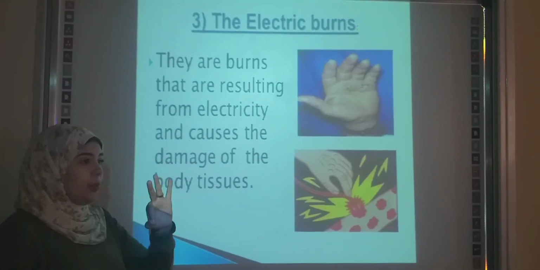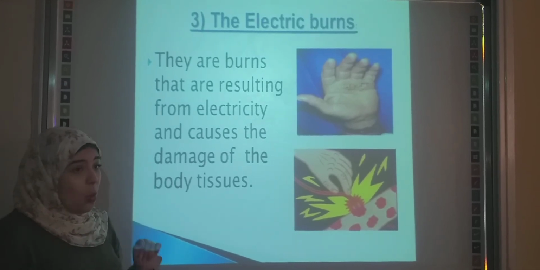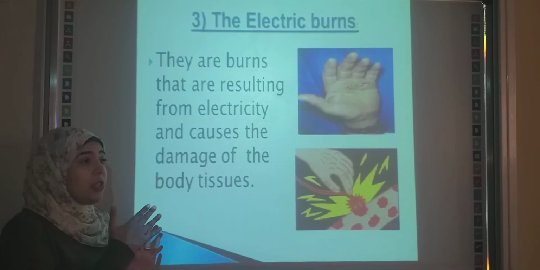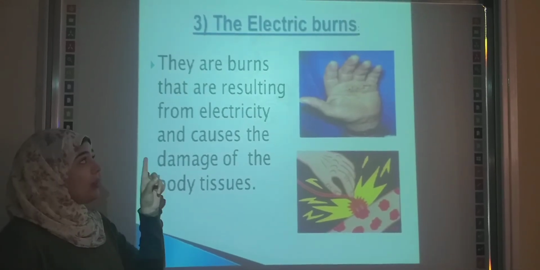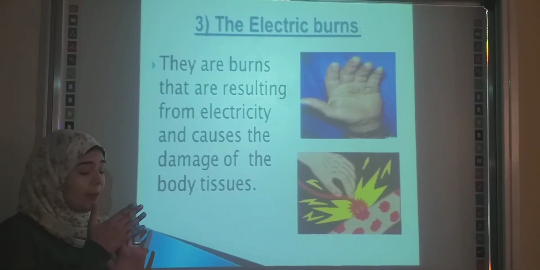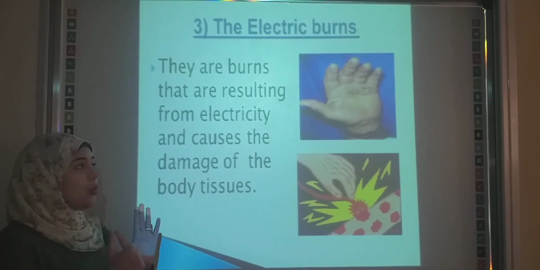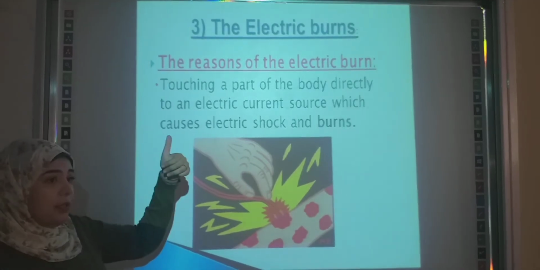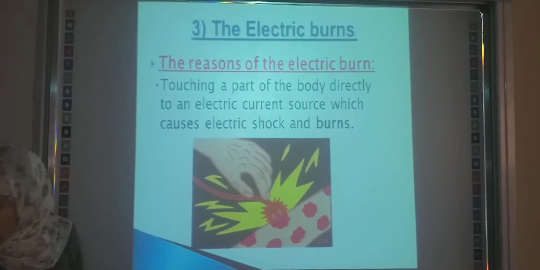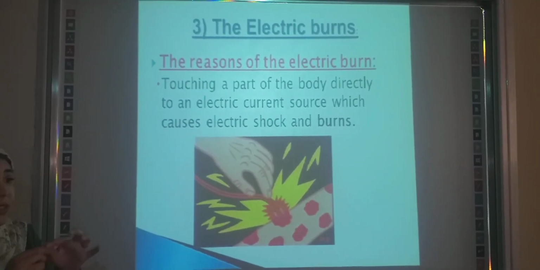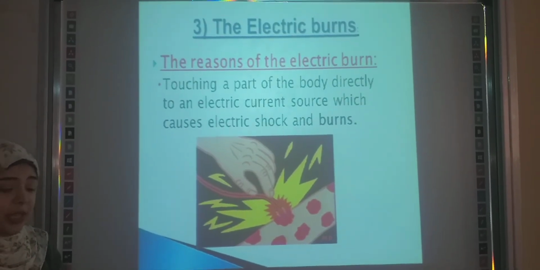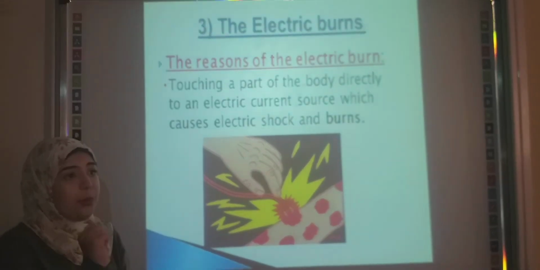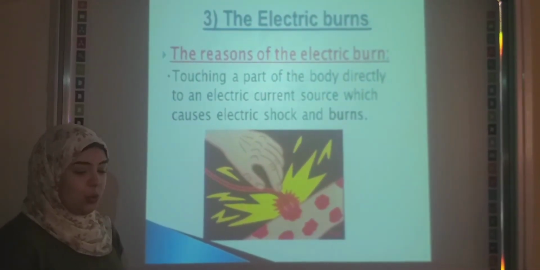Okay. Number three, electric burns. What are electric burns? It's damage of body tissue due to electricity. Again, what are electric burns? It's damage of body tissue due to electricity. The first reason that causes electric burn, number one: when you touch the electric wire connected to electricity, it causes electric shock, and after that it causes electric burn or damage in your body tissue.